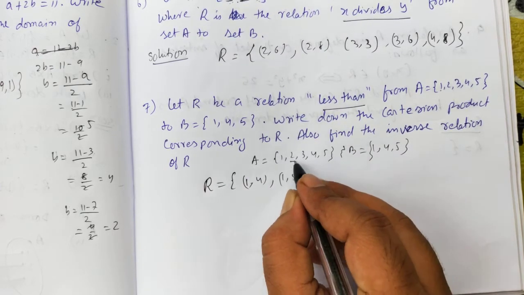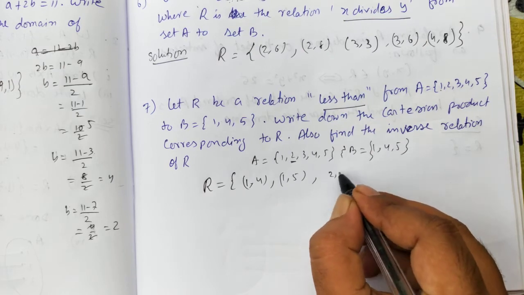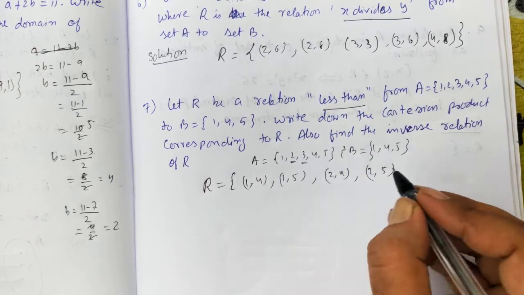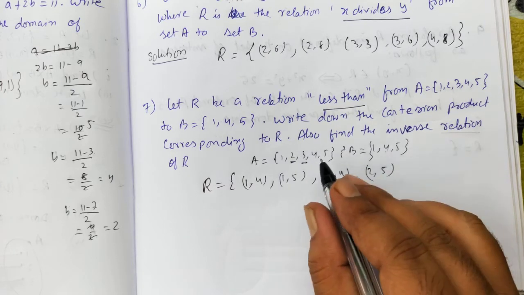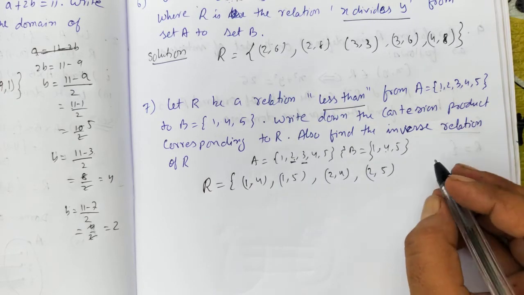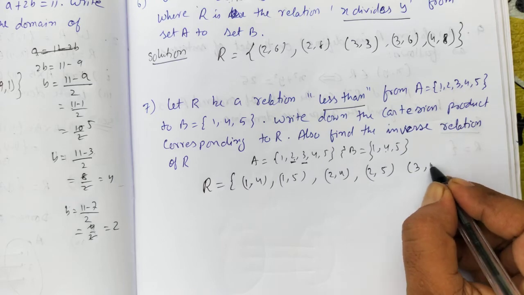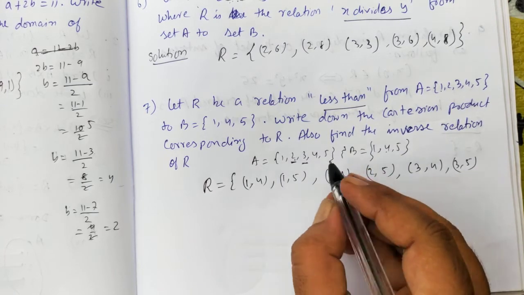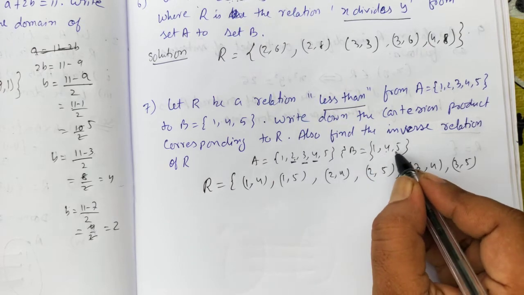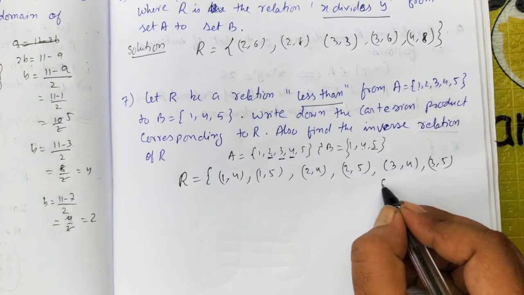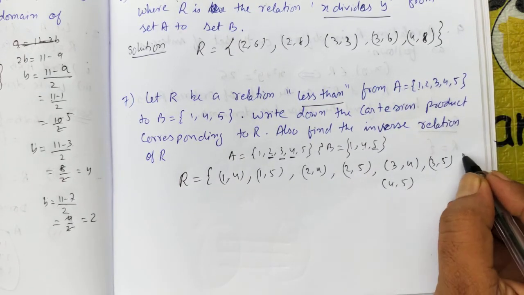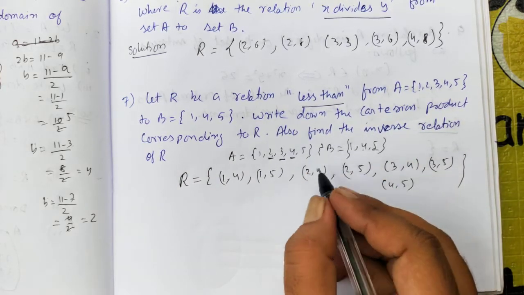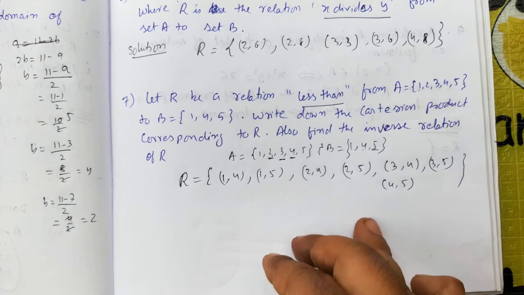Now I'll check with 2. 2 is less than 4. 2 is less than 5. We'll check with 3. 3 is also less than 4 and 3 is also less than 5. So (3, 4), (3, 5). Next we'll check 4. 4 is less than 5. 5 is less than nothing here. So this is the relation.